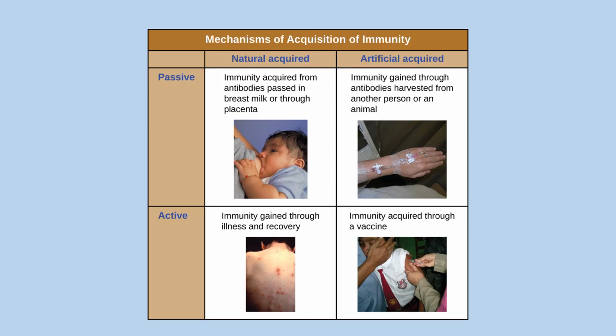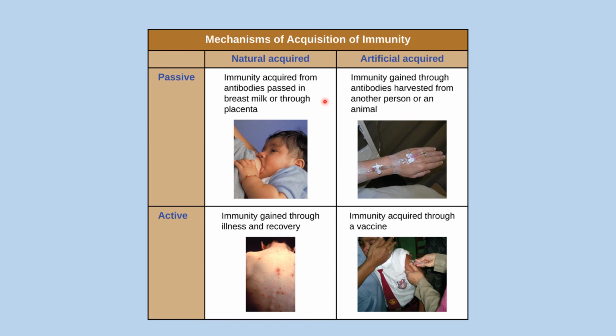Now we put these together. So remember, active is when you've had it. Passive is when you're receiving just the antibodies. So we have 4 categories, if you will. You have passive, naturally acquired immunity. So this is when an individual has received antibodies, because it's passive, naturally acquired. They got those antibodies in a natural means.